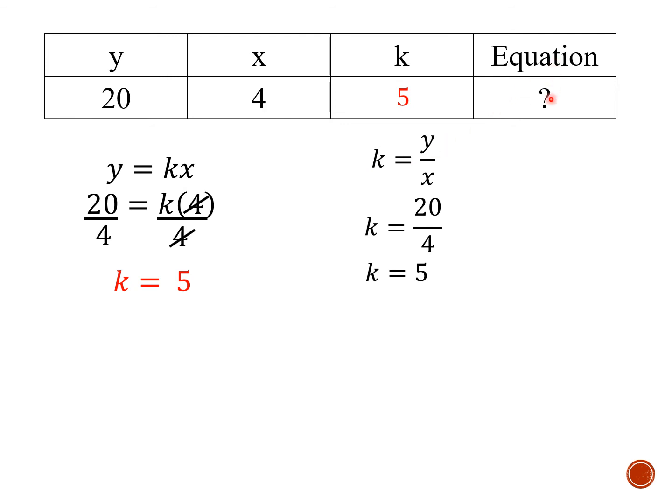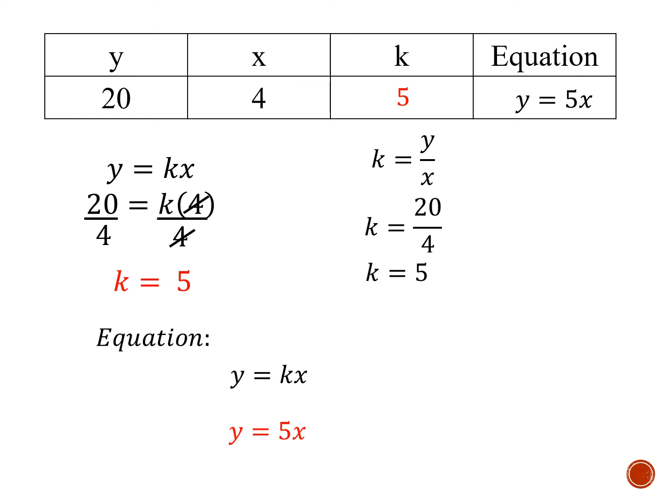So, paano naman po natin kukunin yung equation of variation? So, using this equation, y is equal to kx, we replace k by 5. So, itong k na to, papalitan lang natin para makuha natin ang equation of variation. So, we have y is equal to 5x. And that is our equation of variation. So, maliwanag po ba? Very good.